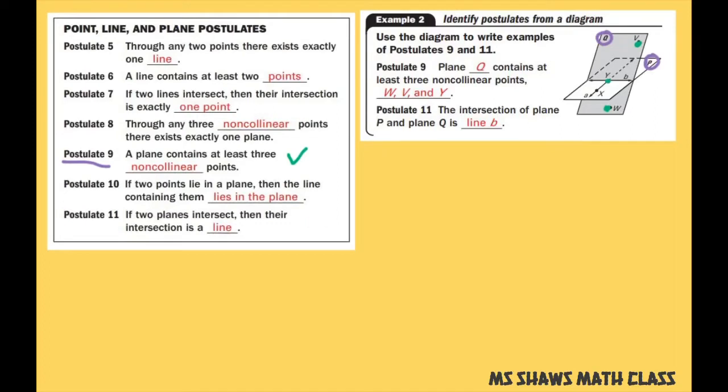Postulate 11 says if 2 planes intersect, then their intersection is a line. So we have 2 planes here, P and Q. They're intersecting here, and there's the line, and it's called B. So that was postulate 11.